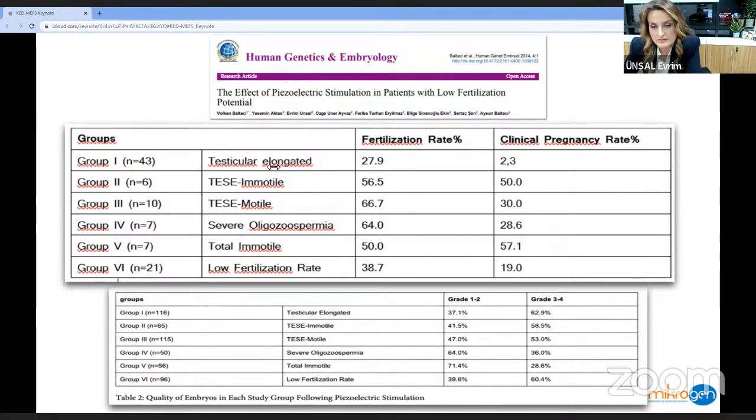You can see fertilization and clinical pregnancy rates for other groups in the table. I will not focus on these due to the small sample size. I will also share more updated data in the following slides.